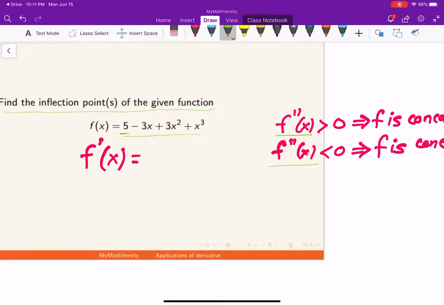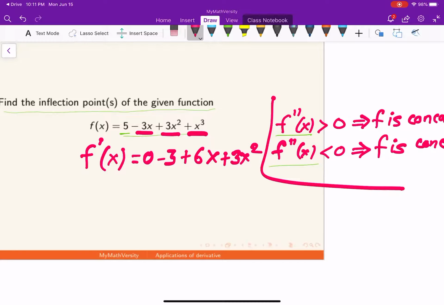What is the first derivative of this function? What is the derivative of the 5? That is 0, right? Derivative of a constant. Minus, what is the derivative of the negative 3x? The derivative of negative 3x will be just negative 3. What is the derivative of plus 3x squared? Just plus 6x, right? And what is the derivative of plus x cubed? That will be plus 3x squared. So this is our first derivative.